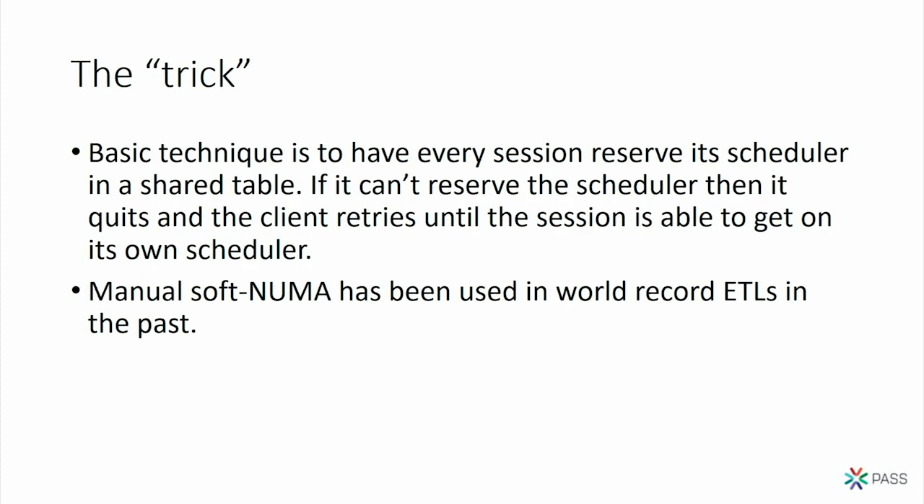strategy is, at the start of a session's work, it tries to reserve its scheduler in a shared table. If it's the only one on its scheduler, we execute the code. If it's not, we return an error code to the client. The client will retry that work until everyone is on their own scheduler. You can also do this with manual soft NUMA if you like editing the registry in production, and who doesn't, right? But I think there's a limit of 64 soft NUMA nodes, so it wouldn't work here.